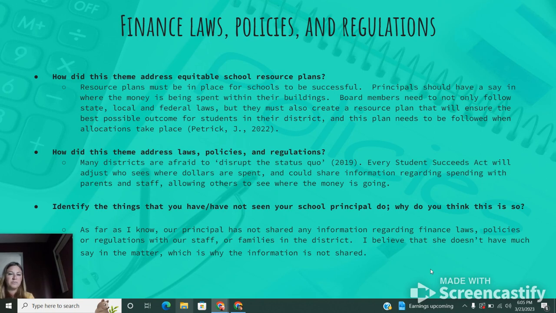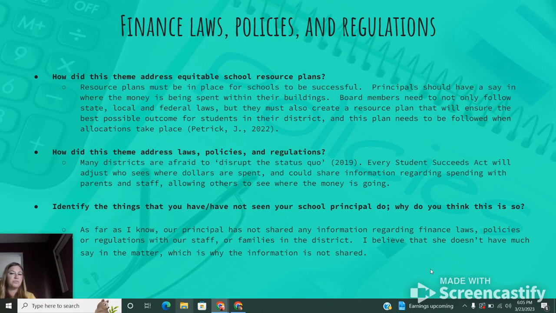How did this theme address laws, policies, and regulations? Many districts are afraid to disrupt the status quo. Every Student Succeeds Act will adjust who sees where dollars are spent and could share information regarding spending with parents and staff, allowing others to see where the money is going.